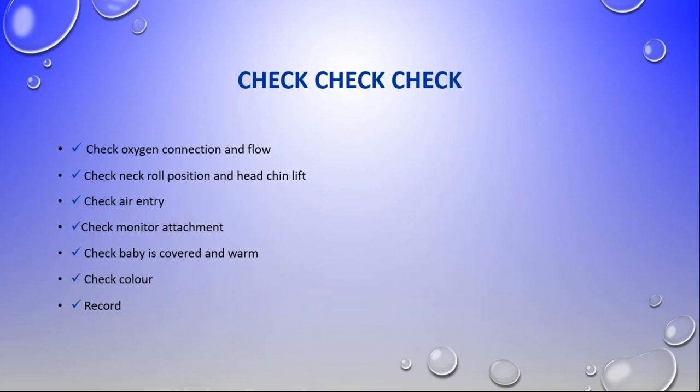Always check. I cannot tell you how many times in a resuscitation, often the failure is in these checks. Check the oxygen connection and the flow is happening. Very often in running around trying to move, people have bumped the connection off the oxygen and it needs to be reapplied. Check the neck roll position and the chin lift. If it's a new person bagging and doing the breath, ensure that they understand how the chest lift happens so they know. And if you've got to correct it, don't shout and say, "No, you're doing that wrong." Gently just take the hand, fix it, and let it happen.